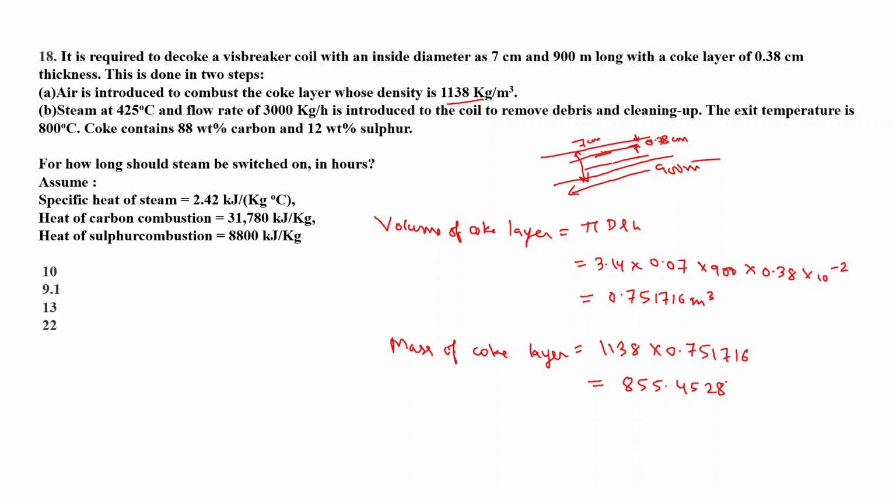So what is done? Firstly, the air is introduced to combust the coke layer. When the air combusts the coke, some amount of heat will be generated, and this heat is further used for the generation of steam. So basically, what we have to do is the heat balance. The heat released by air to combust the coke is taken for the generation of steam. So we got the mass of the coke layer.